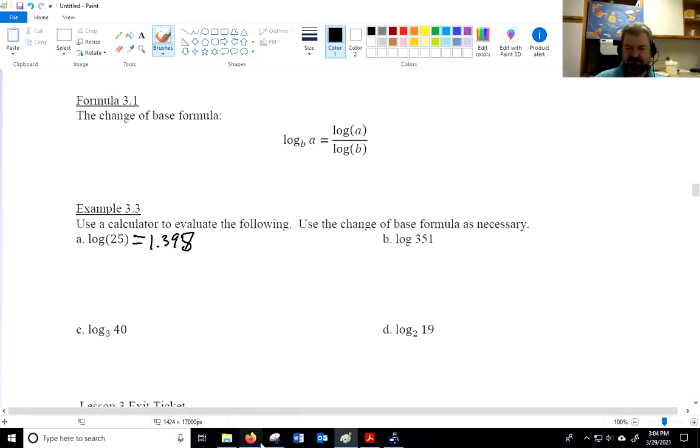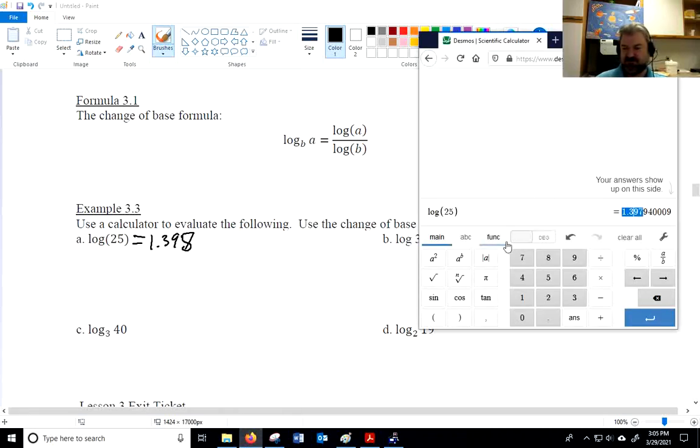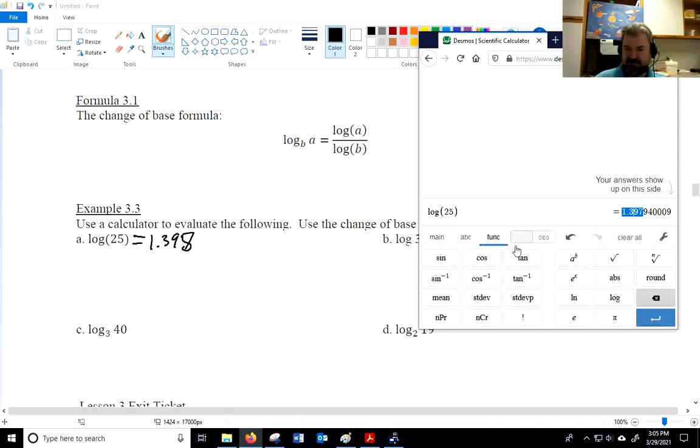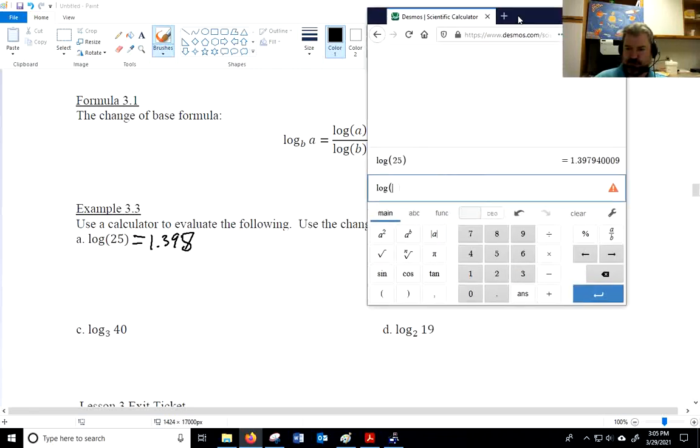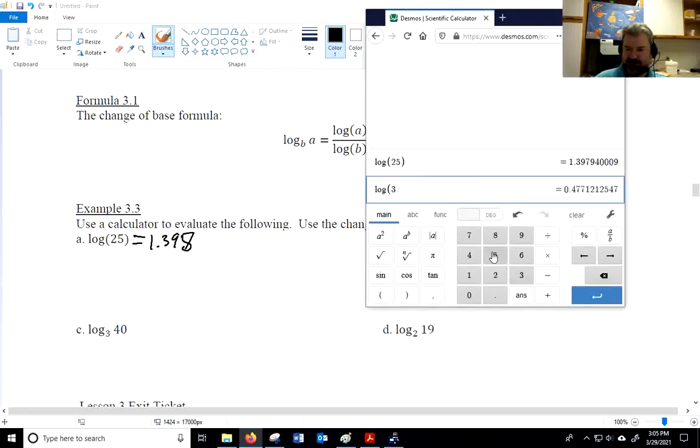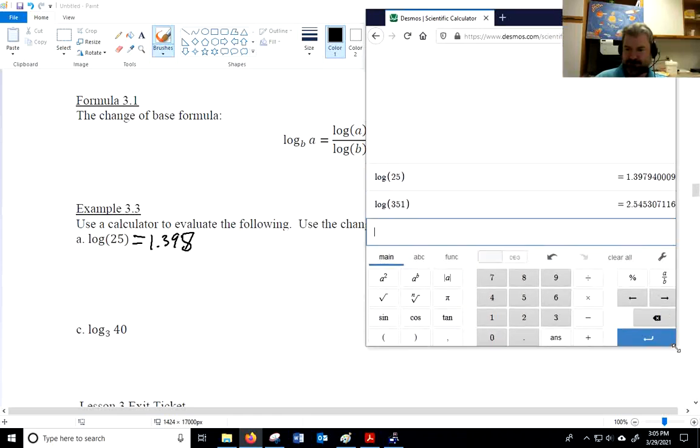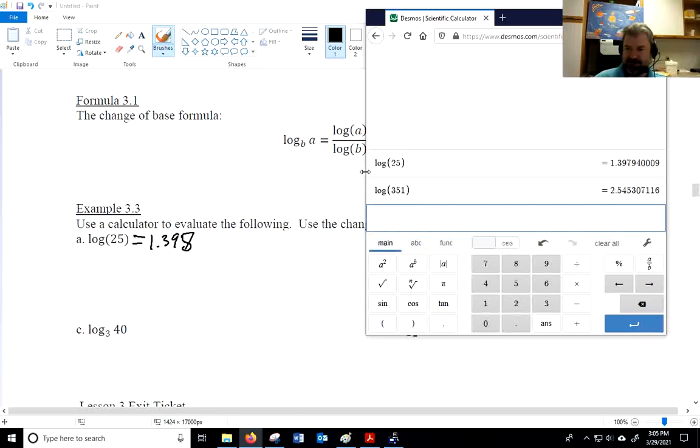The log of 351. Again, 10 to no whole number power would give that to me. So we'll just try that like this. The log of 351 is 2.545.